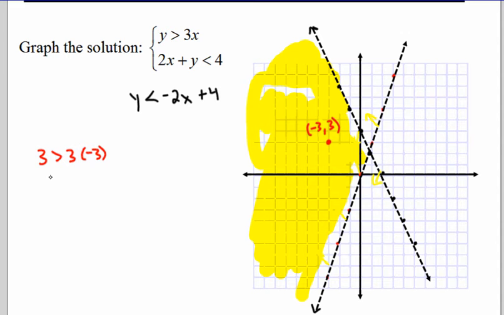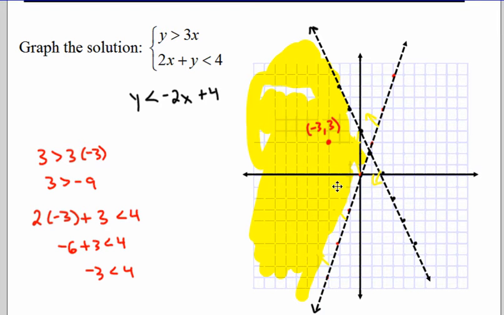Yeah, 3 is greater than -9. So it makes the first inequality true. If I plug it in the second one, I've got 2 times -3 plus 3. Is that less than 4? Well, 2 times -3 is -6 plus 3. That's going to be -3. That's less than 4. So that's my solution.